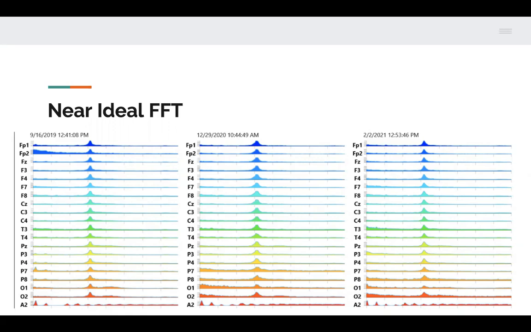So that is what I think is near ideal. And it shows that it's pretty much comparable over 3 years. Now, let's go on to some that are not as perfect, or just some examples.